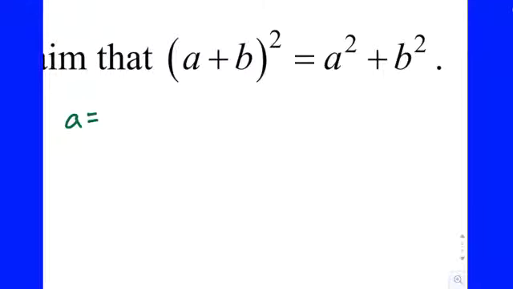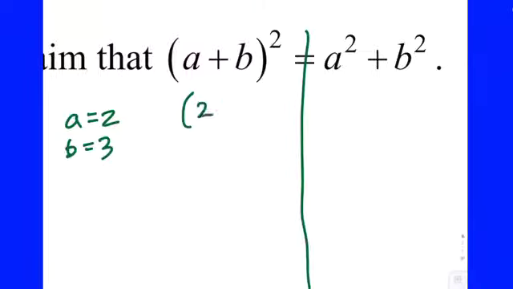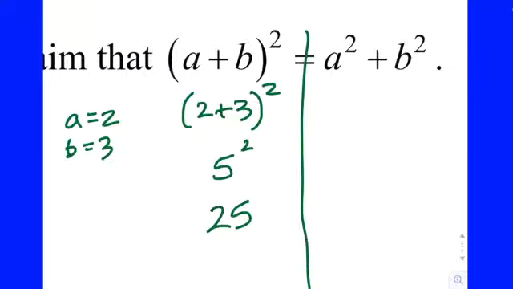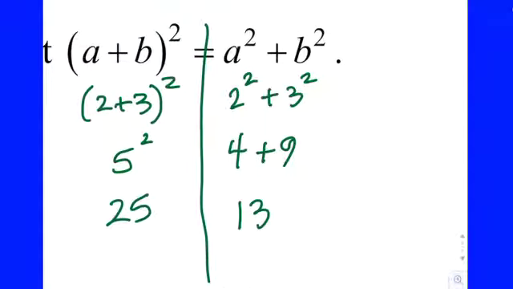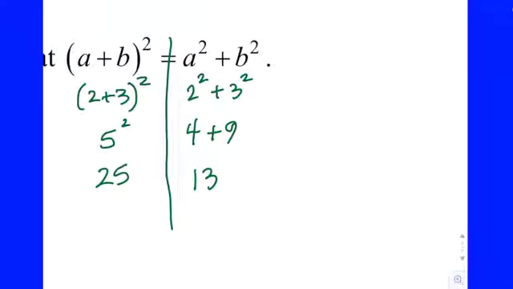How about a equals 2 and b equals 3? Okay, and we'll try it again. So we get 2 plus 3, quantity squared, and now we have to add them first. That becomes 5 squared, which is 25. On the right side, 2 squared plus 3 squared. Now we square them first. That's 4 plus 9, and 4 plus 9 is 13. Does 25 equal 13? No.